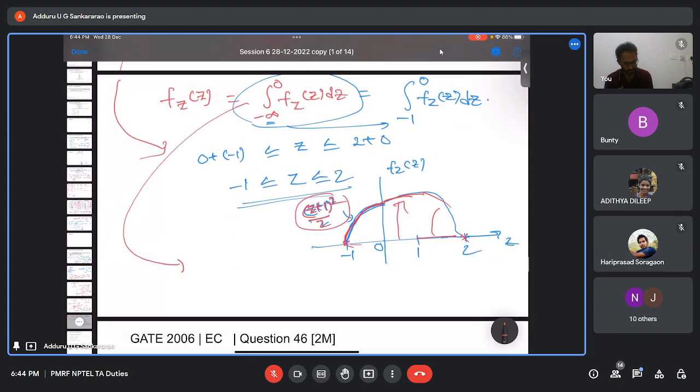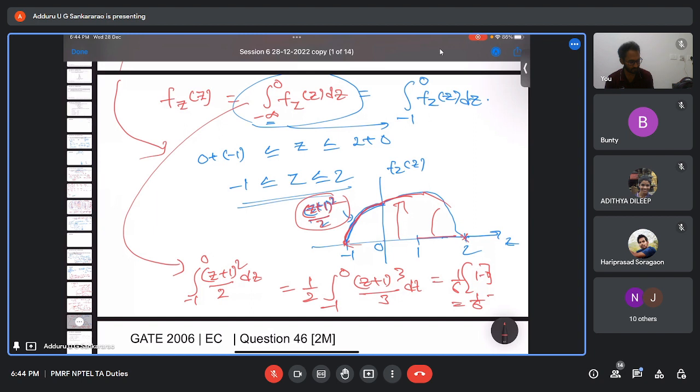So what you get? Minus 1 to 0 z plus 1 whole square by 2 dz. What is the integration? 1 by 2, minus 1 to 0, z plus 1 whole cube by 3, is 1 by 6 into 1 minus 0. This is 1 by 6. 1 by 6 is what? 0.166, something like this you'll get. Have you understood?